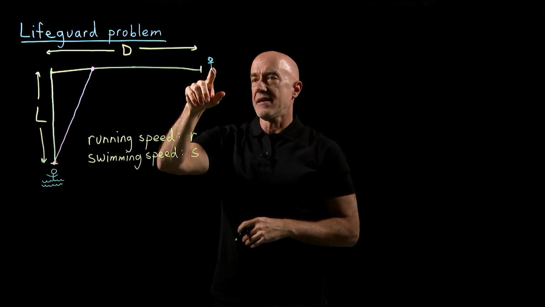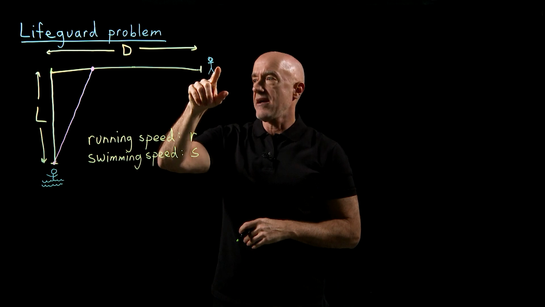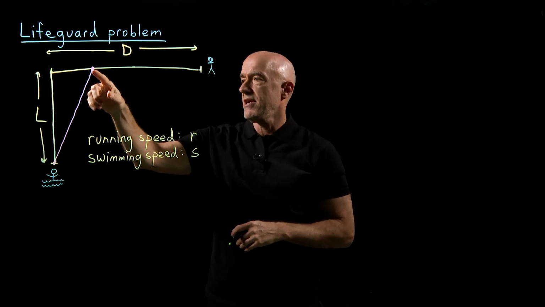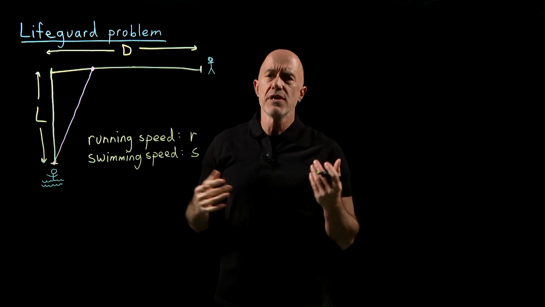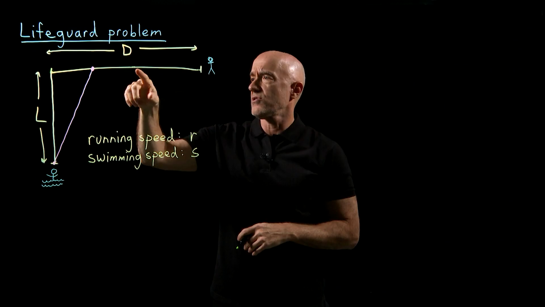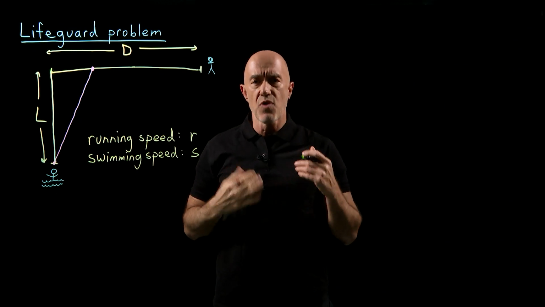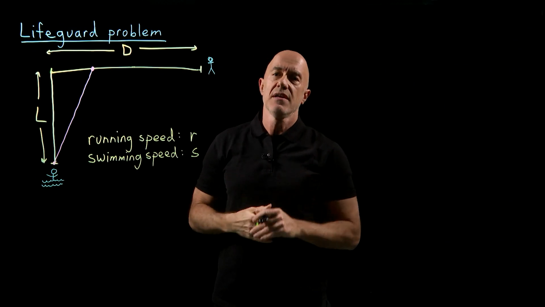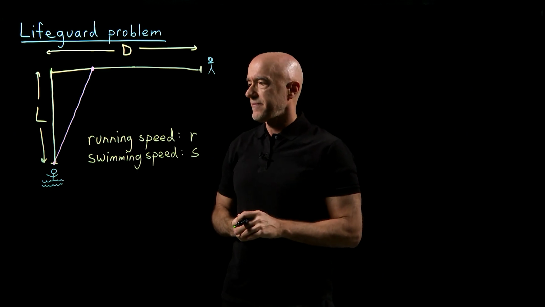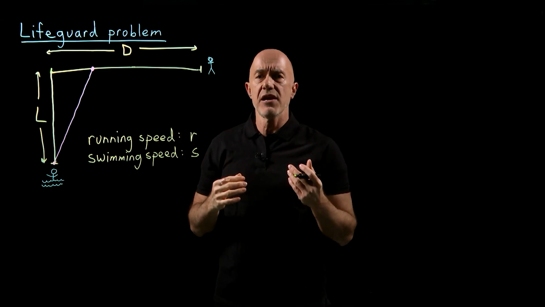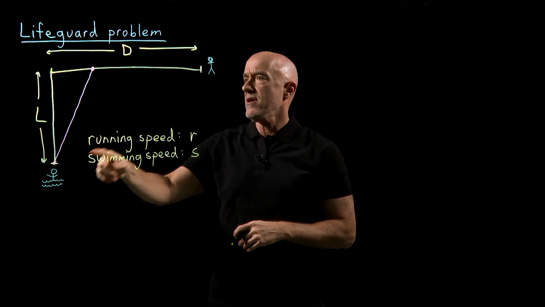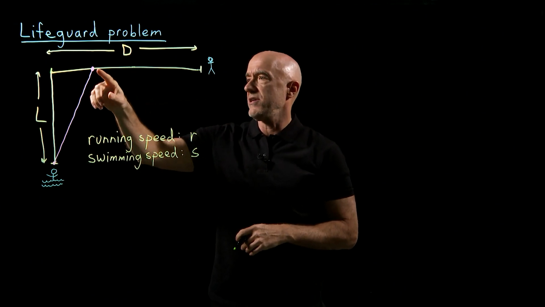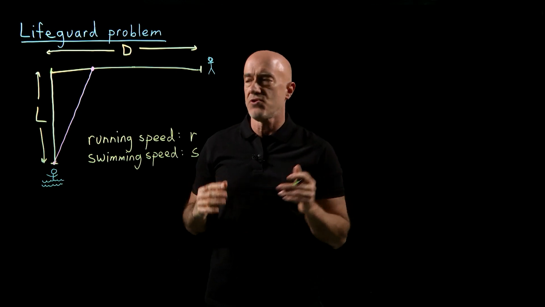So he has an option here. He can run along the shore first and then enter the water at some point and then start swimming to rescue the swimmer. The reason he would want to run along the shore first is because his running speed is much faster than his swimming speed. So the idea here then is to minimize the time that the lifeguard takes to reach the swimmer by figuring out where he should enter the water along the shore.